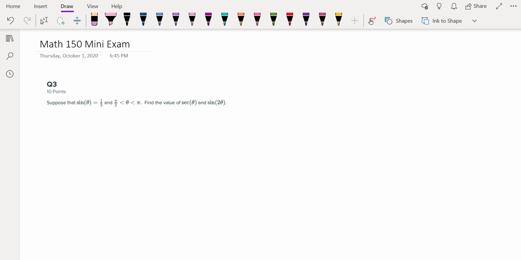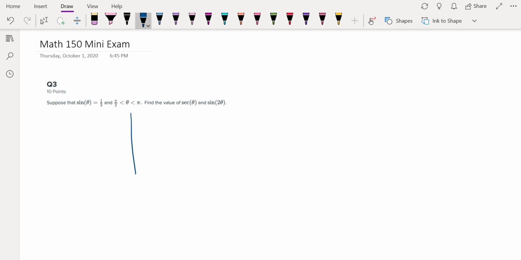So the first thing that came to mind for me when I was approaching this problem was, maybe I can find what theta is and use that to find secant of theta and sine of 2 theta. I know these values for sine of theta: it can equal 1/2, square root of 3 over 2, square root of 2 over 2, 1, or 0, and those are values I all knew from the unit circle. But 1/3 isn't one of those values, so that approach isn't really going to help us here.